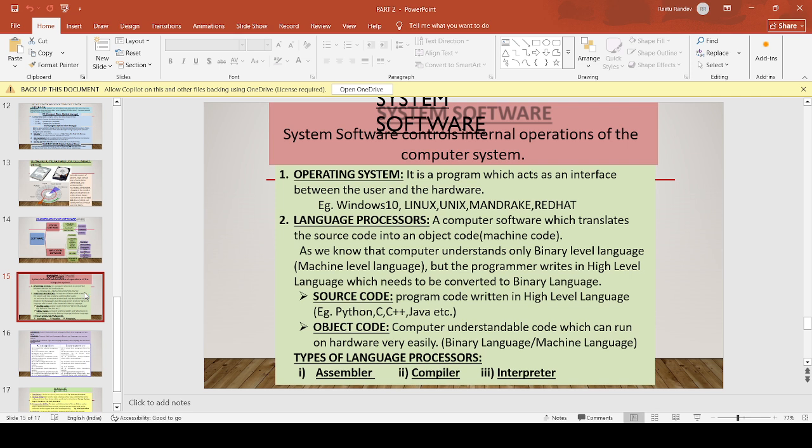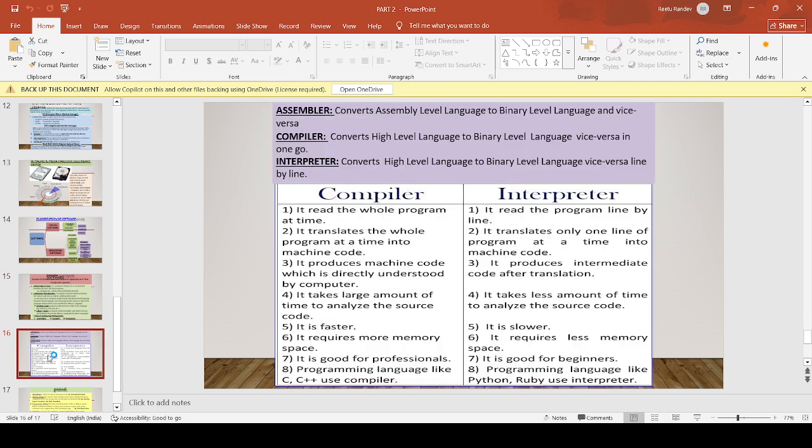So who will make this code? The language processors will make the object code. So language processors are again what kind of software? They are system software. They are basically used to interpret the programming language programs. Then come the different types of language processors: assembler, compiler, interpreter.